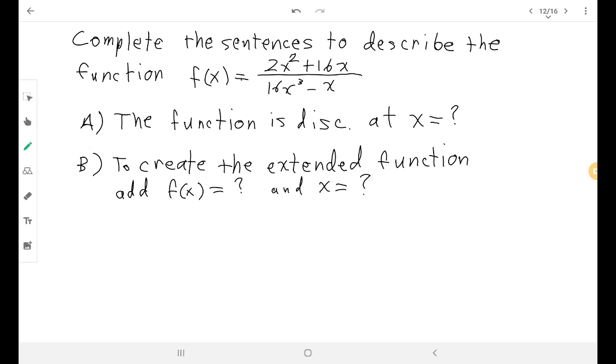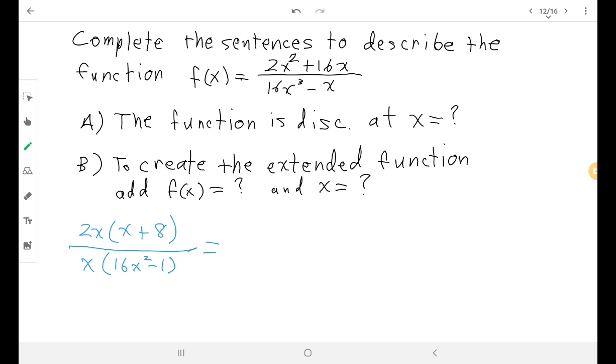So I could factor out a 2x to the front of the top, and that would leave me with, what would that leave me with? X plus 8, right? And then in the bottom, I could factor out just an x, and that would leave me with, what would that leave me with? 16x squared minus 1.